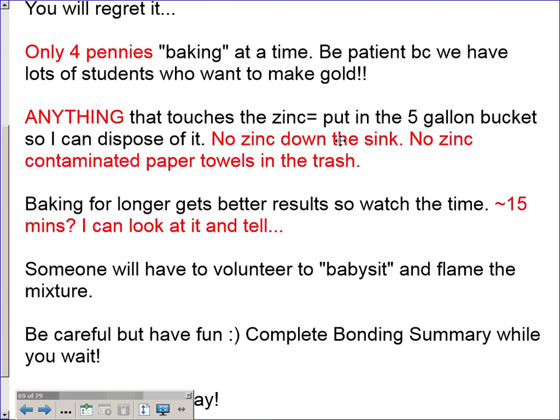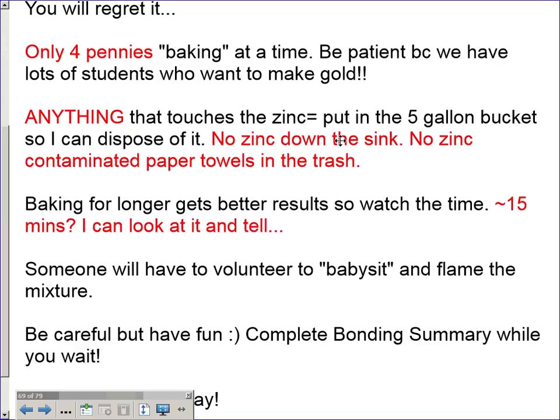Anything that touches the zinc will go into a 5-gallon bucket, which I have on the back lab station. No zinc down the sink. A little tiny bit that resides on some utensils, we'll wash off carefully, but not a ton of zinc will go down the sink. Especially your paper towels: try to use minimal paper towels, and any paper towels that you touch with zinc go in the 5-gallon bucket as well, because I don't want that in my trash can and an old trash can fire, okay?